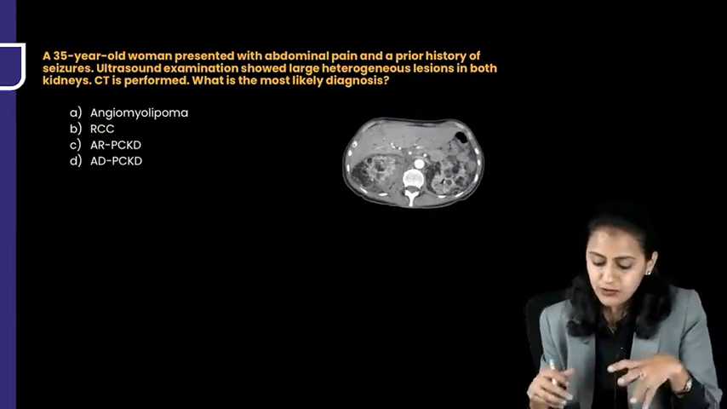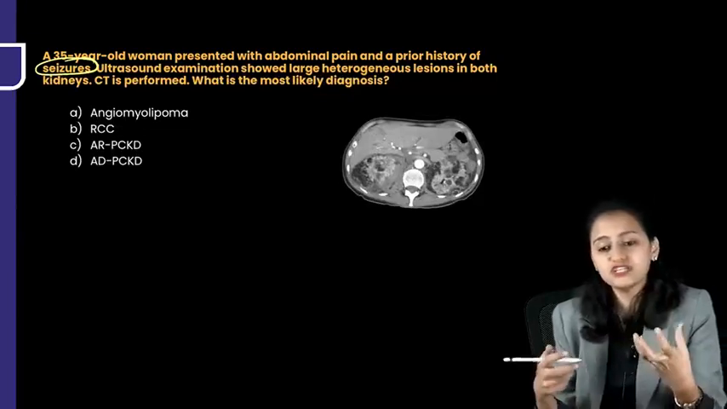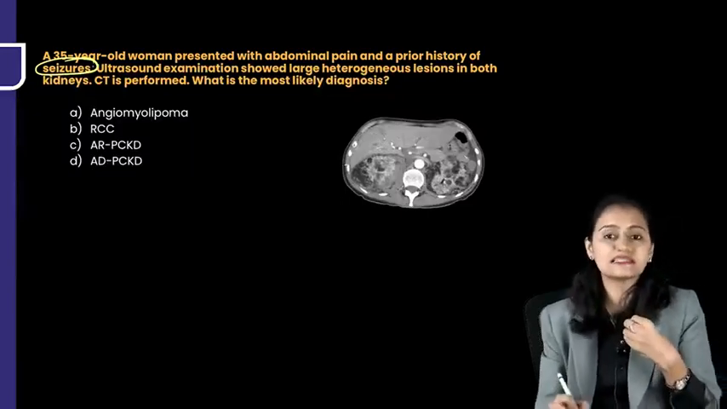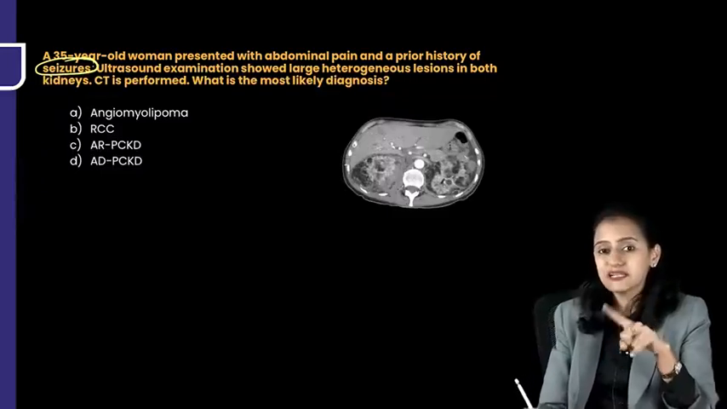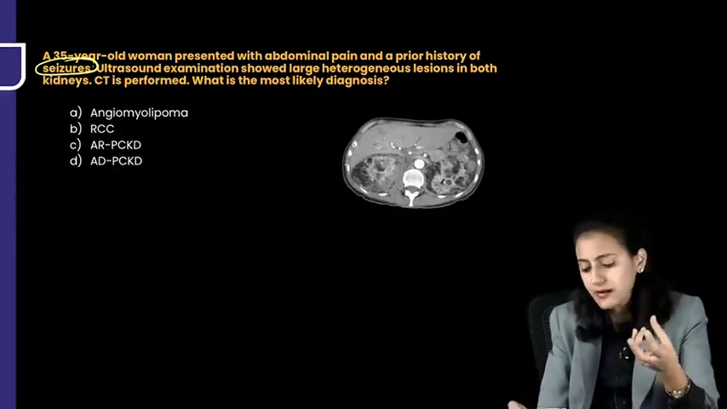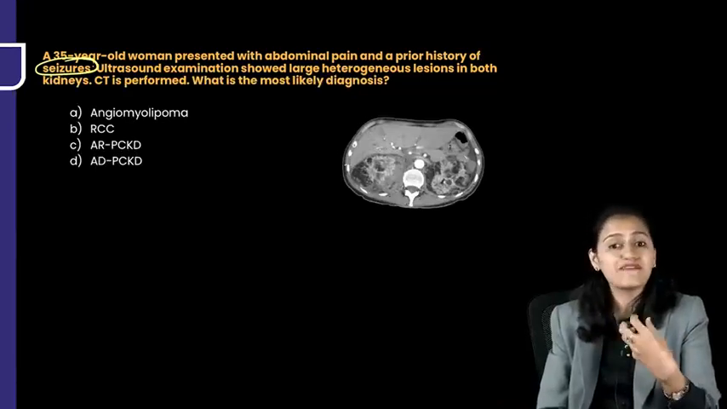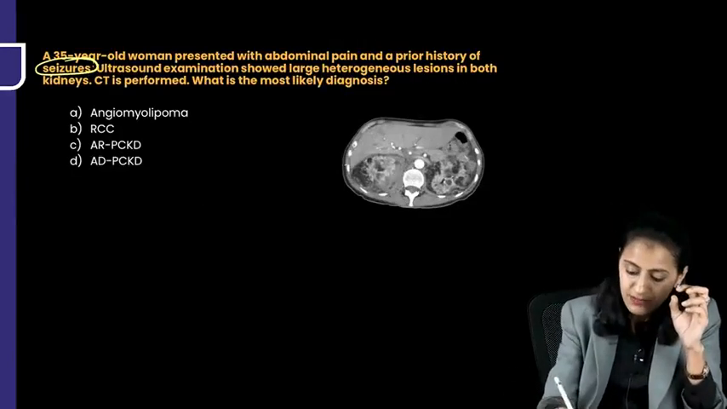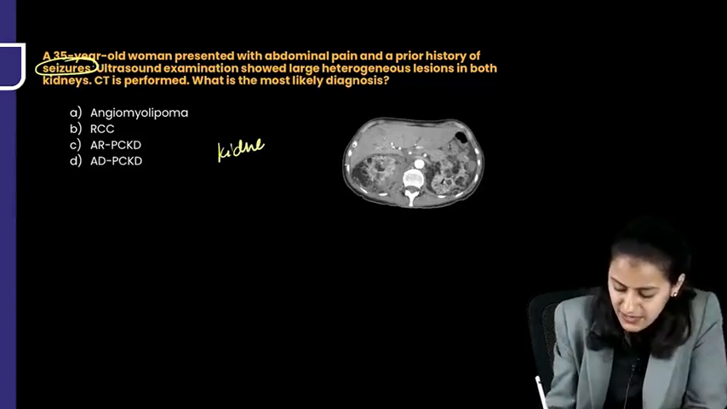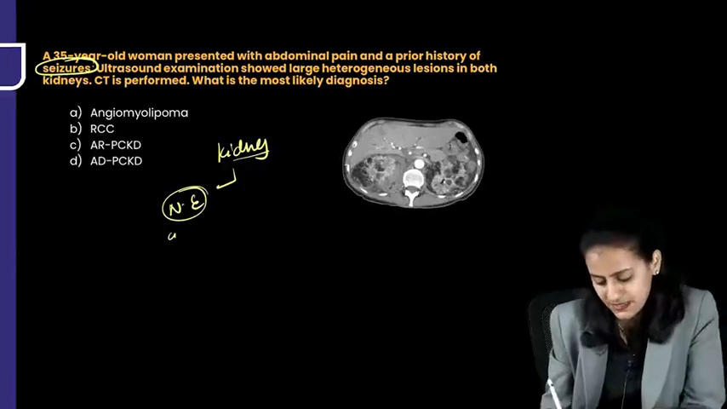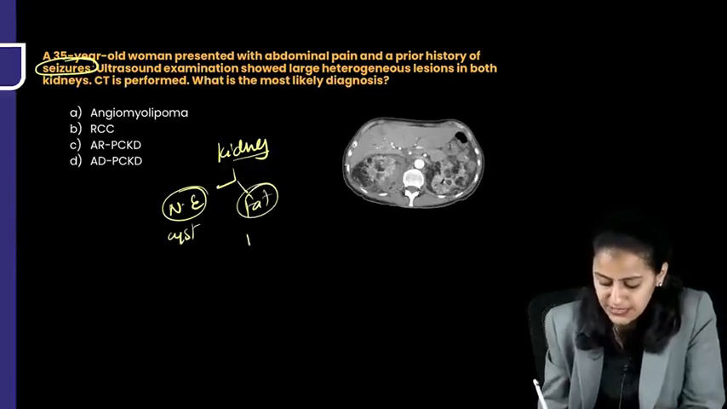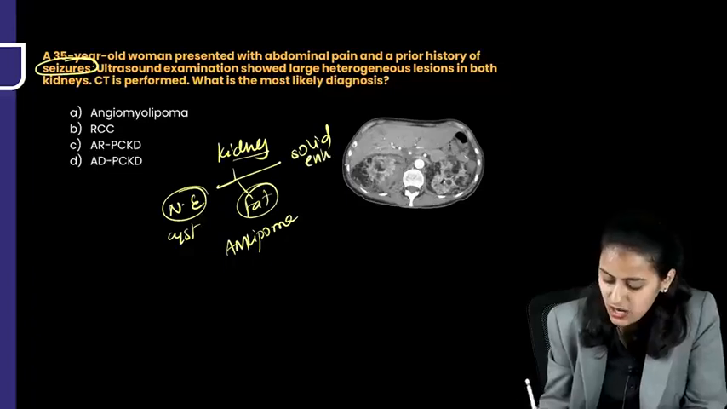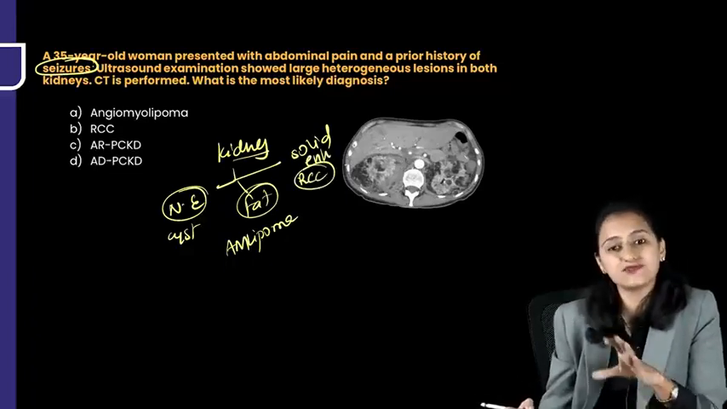Next one, this is a woman who's presented with abdominal pain and a previous history of seizures, and now you see the renal lesions. What is the diagnosis? So the seizures history is a supporting history to tell you that this could be tuberous sclerosis with the renal lesion, that is angiomyolipoma. But remember that tuberous sclerosis can also have RCC associated, right? So how do you identify this as angiomyolipoma? So remember that in the kidney, in the renal mass, if it is non-enhancing, that means it's a cyst. If it has a fat component, lipoma fat component, it is angiomyolipoma. If it has the solid enhancing component only, then think of RCC, any other solid renal tumor.